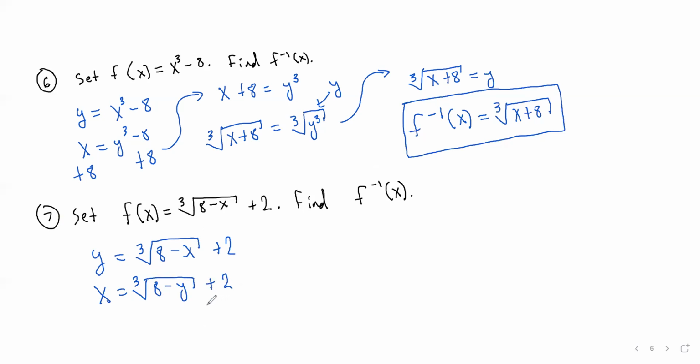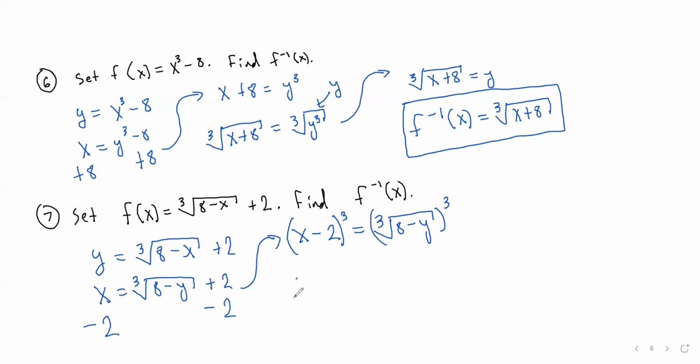And now we want to solve for y. So first I'm going to get rid of this 2. So I'm going to subtract the 2 on both sides. So we get x minus 2 is equal to the cubed root of 8 minus y. Now, if we want to get rid of cubed roots, we cube both sides of the equation. So we take both sides to the third power.